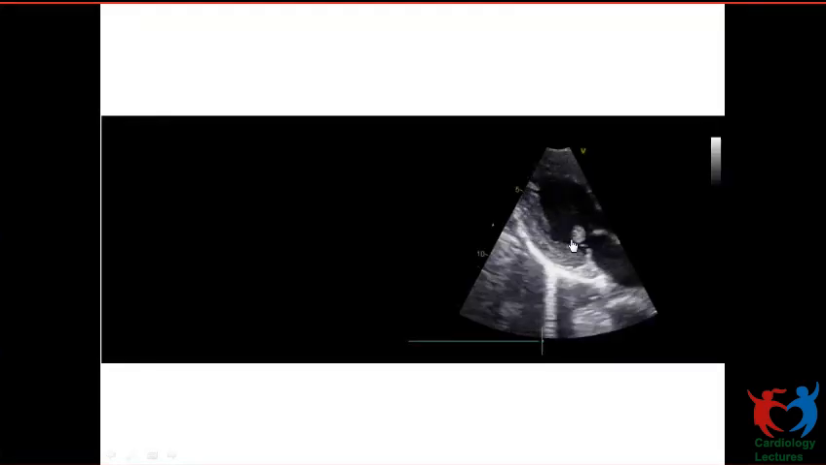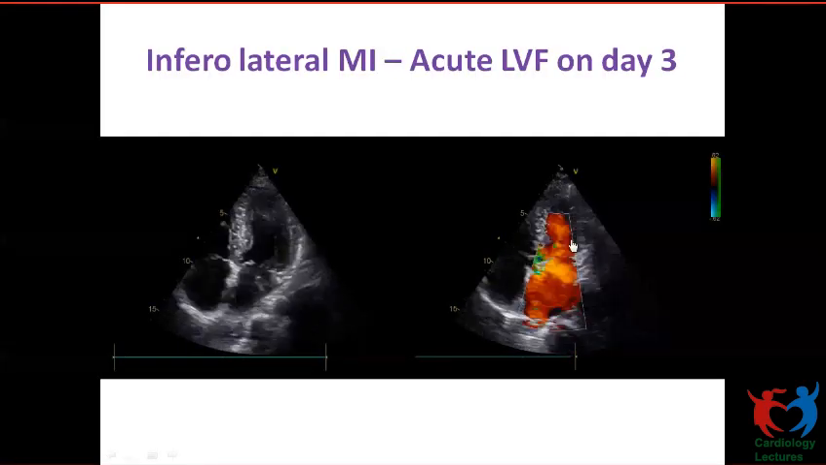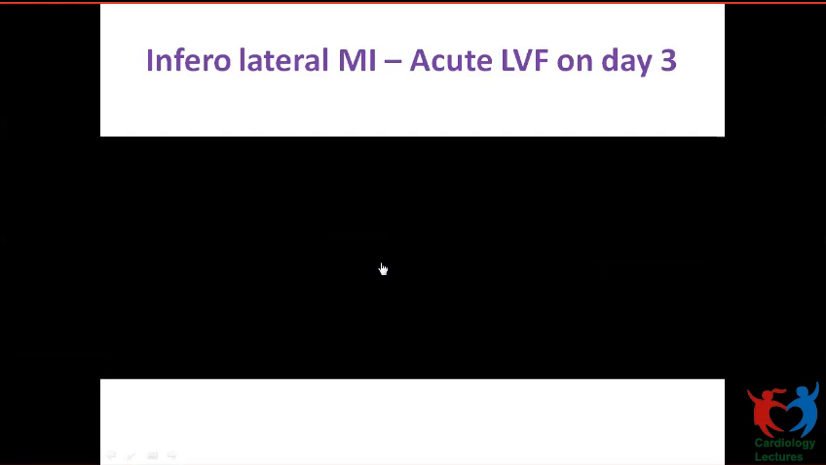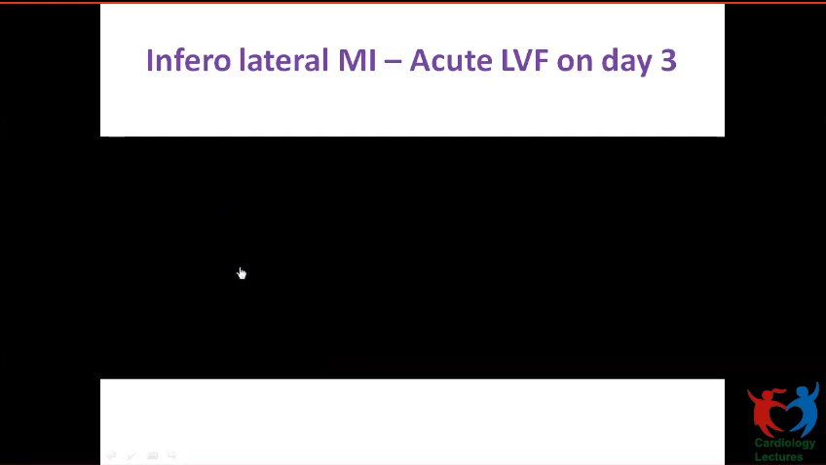What is this showing? Parasternal long axis view showing a freely mobile papillary muscle detached from the LV wall, prolapsing into the LA, with a flail leaflet. Yes, flail, I think it's more clear. You can see here, this was a patient with inferolateral MI who developed acute LVF on day 3.